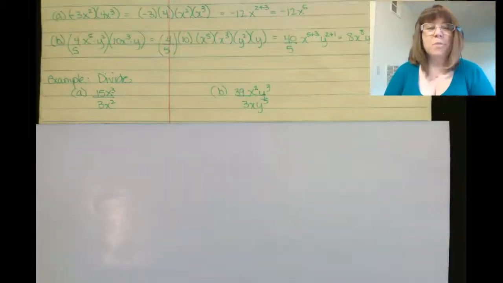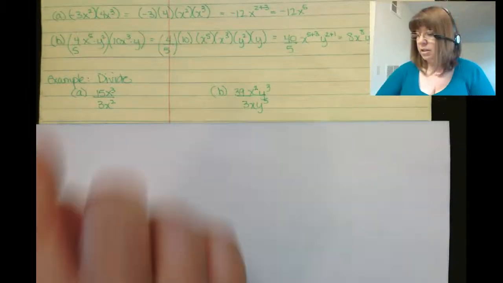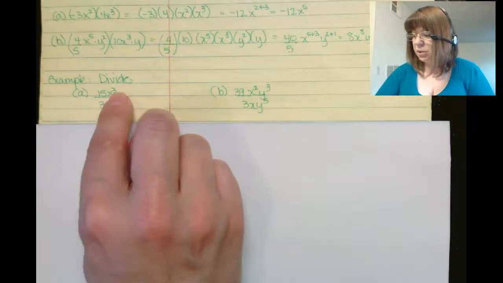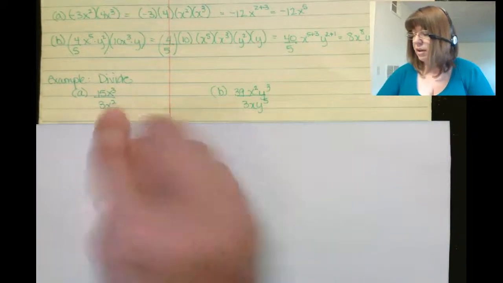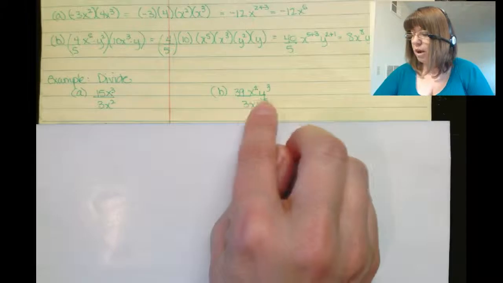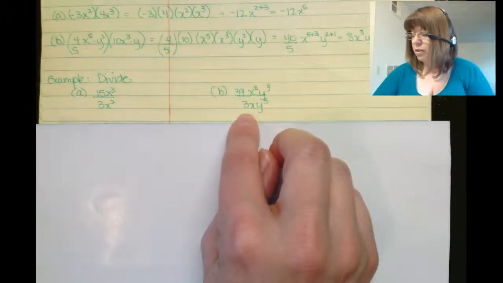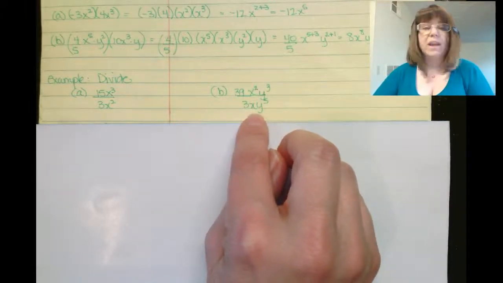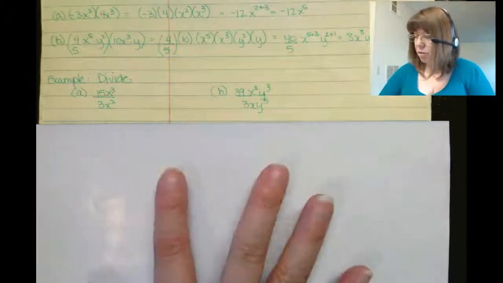Let's work with a couple of problems with division. So let's divide 15x cubed divided by 3x squared and 39x squared y cubed all over 3xy to the fifth.